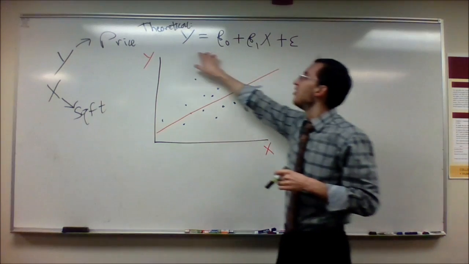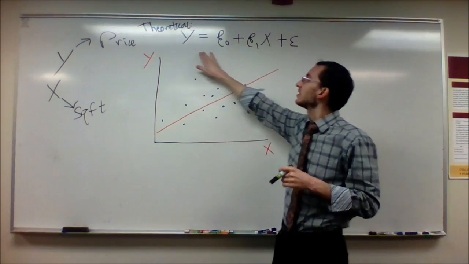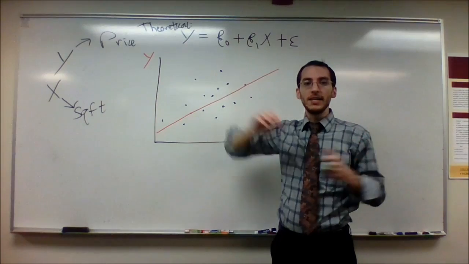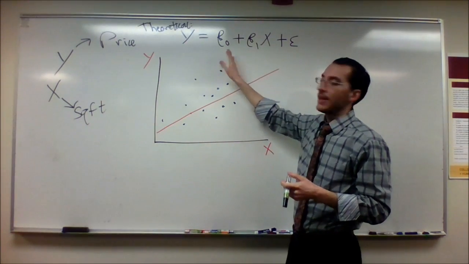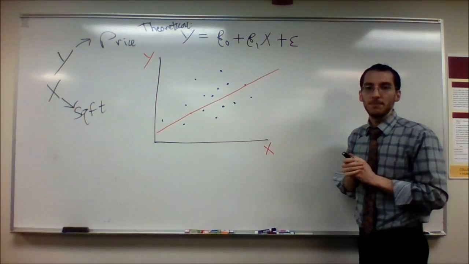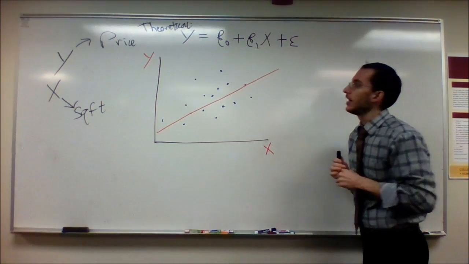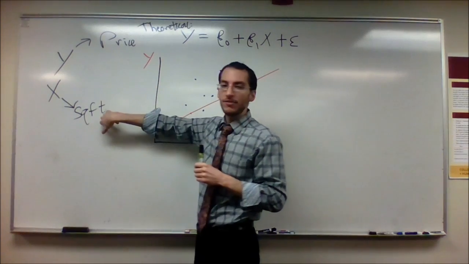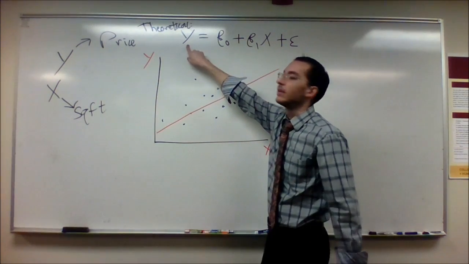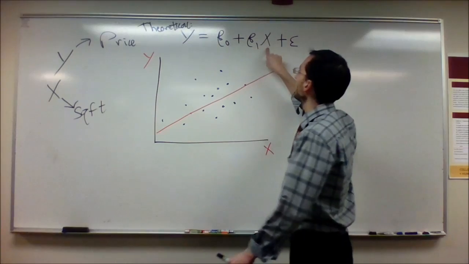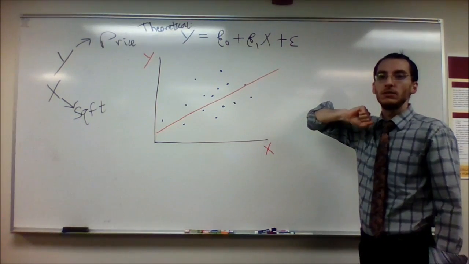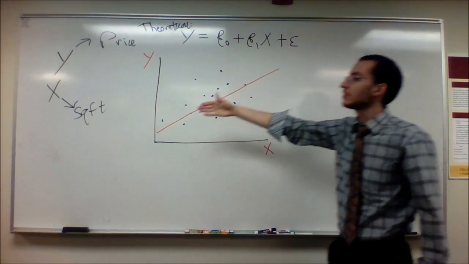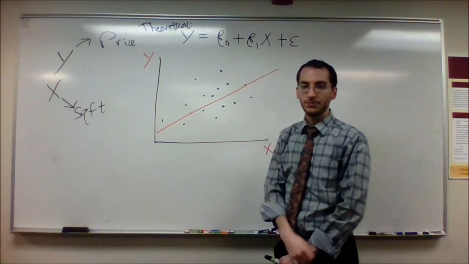But again, this is what we start from. This is, in a sense, what our initial idea is before we've even run anything. And this is how we write it every single time. In the case of price in square feet, we would just put price in place of y and square feet in place of x. And then we have the theoretical model for our price in square feet situation.